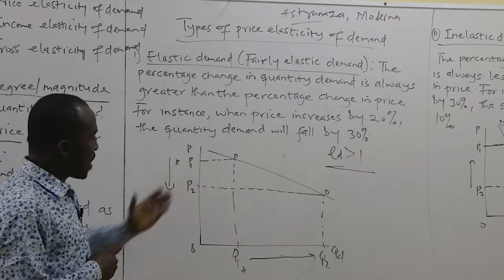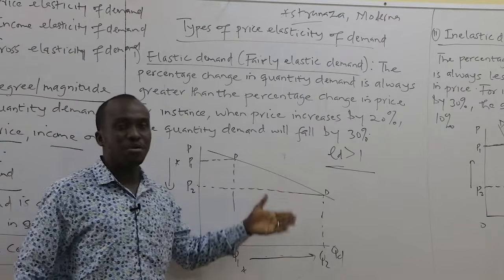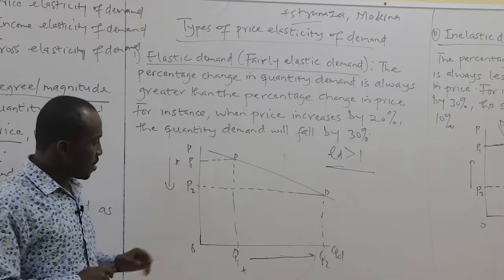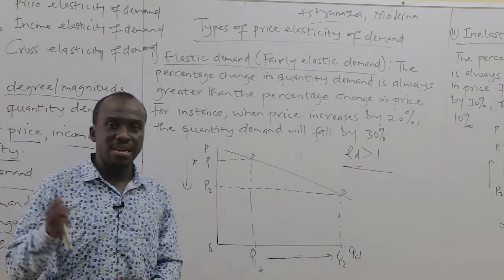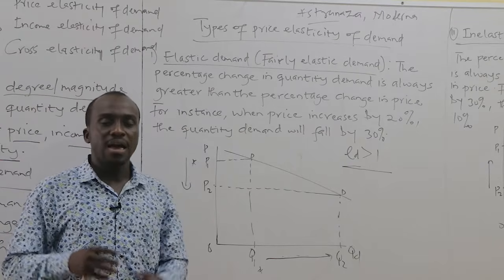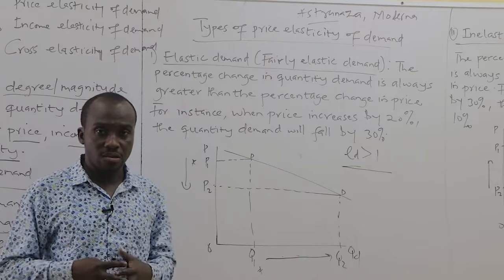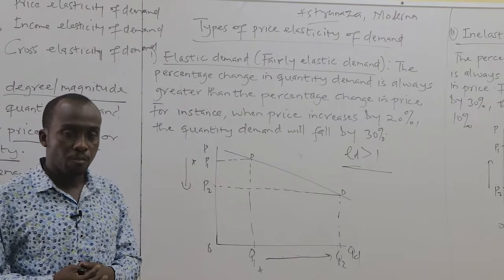So the demand curve here is flatter. Why is it flatter? It's flatter because the commodity is very sensitive to changes in price. In that case, we say that the commodity has elastic demand. So you start examining the things you buy on the market. If the things you buy on the market are very sensitive to changes in price, then you can say that the commodity has elastic demand.